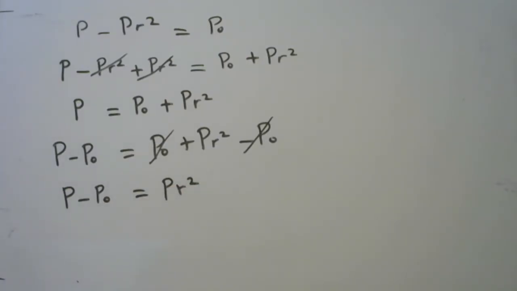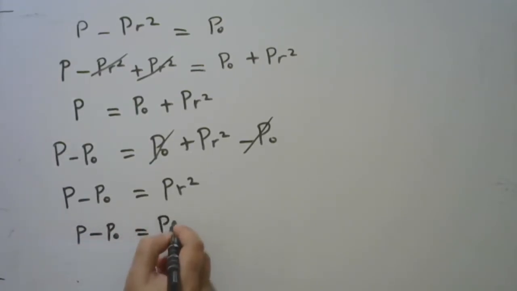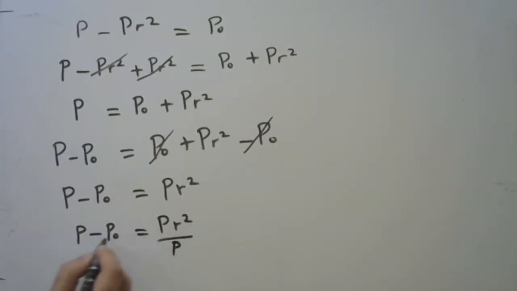Now, this is P multiplied by R square. I need to get rid of this P. So my next step, this is P multiplied by, I need to divide. So I can get P minus P naught is equal to PR square divided by P, divided by P. Right? So this is going to cancel with this.